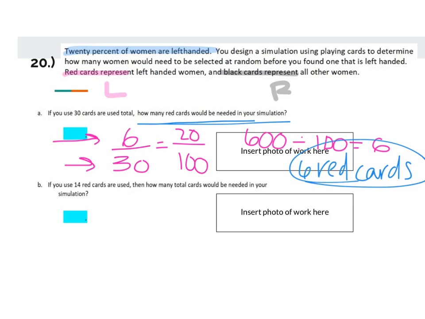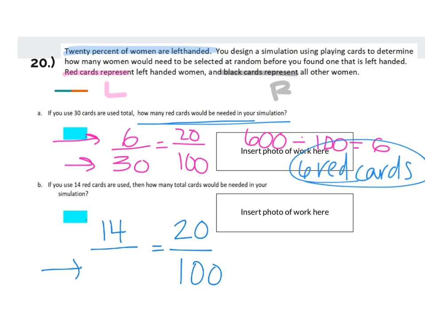All right, the next one says, if you use 14 red cards, then how many total cards would need to be in your simulation? So for this one, we're actually going to fill out the top as our 14, and we're going to figure out what the total would be if that 14 still needs to represent 20% of the population. So we're still going to set up a proportion with the 14 representing the 20% and cross multiply to find the total amount of cards that we would have to use.